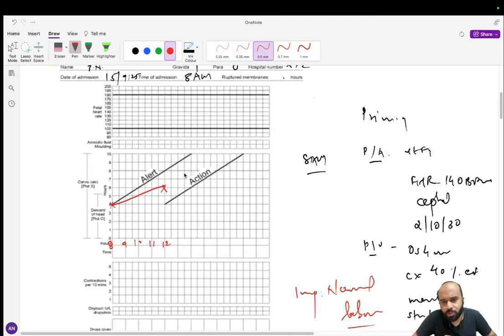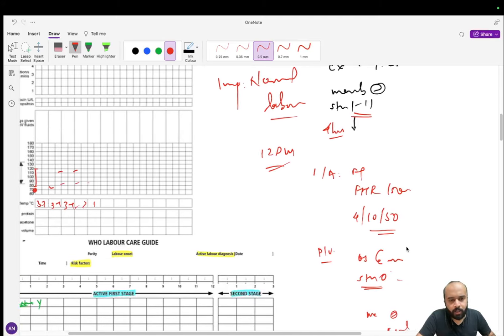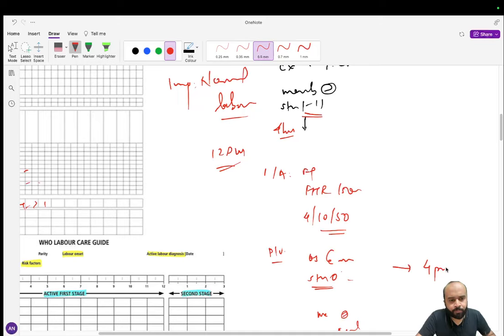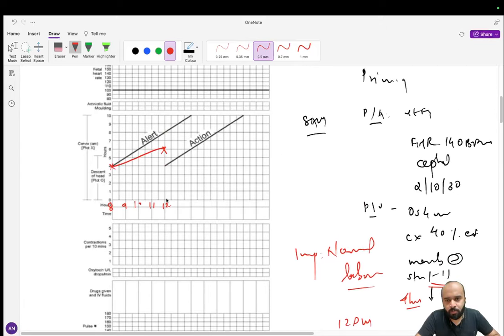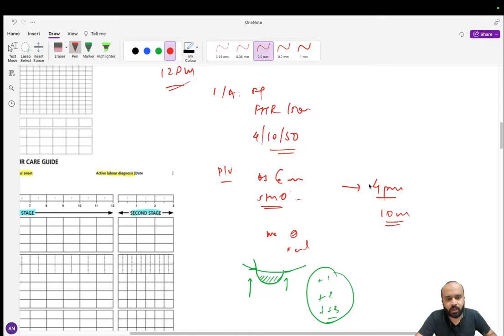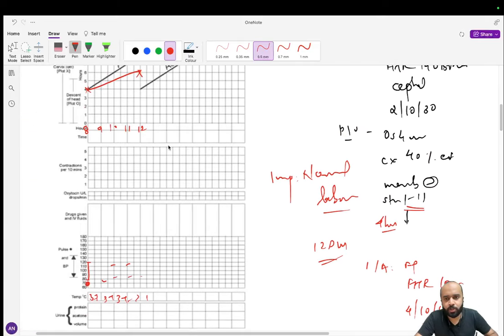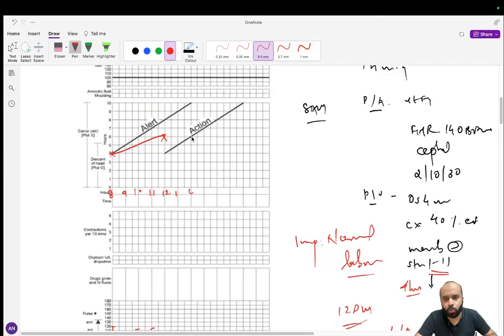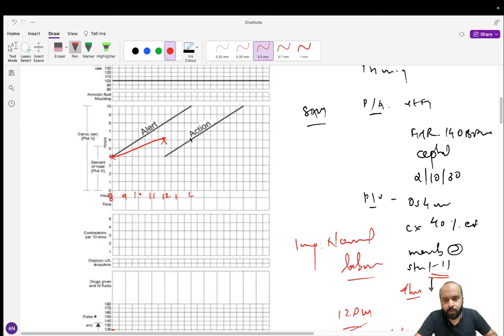So I started the patient on oxytocin, and by 4 p.m. she became 10 centimeters and she delivered. In fact, she reached 4 centimeters even earlier, at 2 p.m. itself, because I started the patient on oxytocin. So at this point, she reached 10 centimeters and she progressed very well and she delivered. So the action line was never crossed. This was how that intervention helped me at this point.